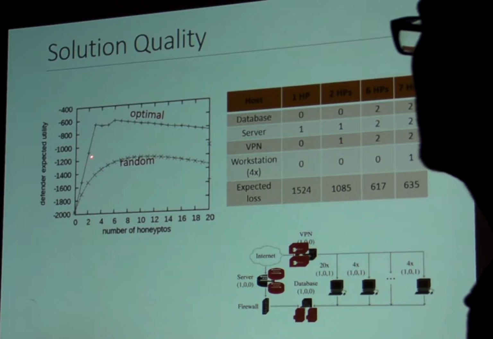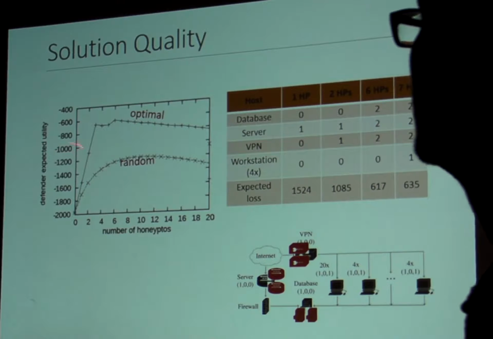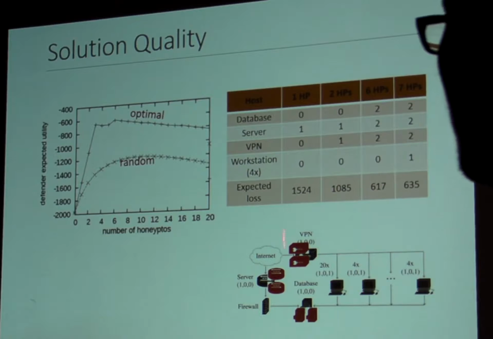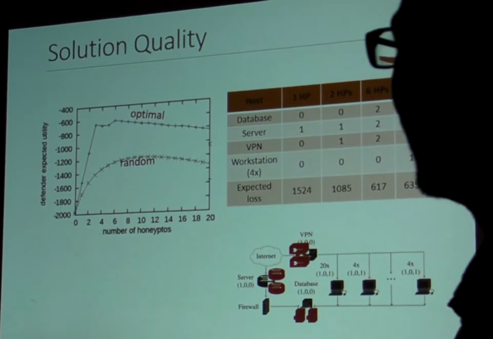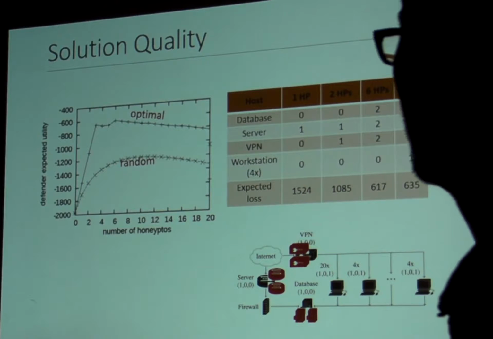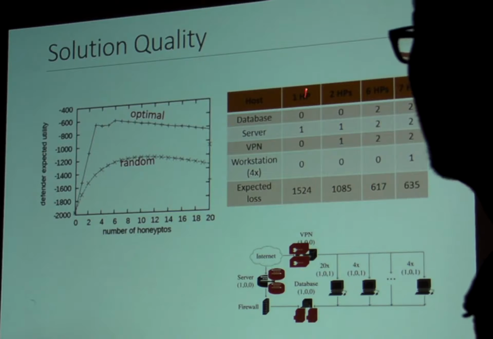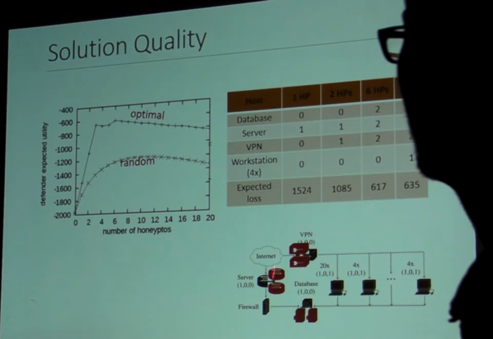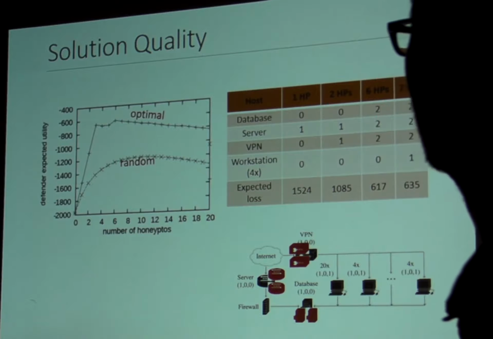So with two honeypots, optimally the defender can gain minus 1,100, and with six honeypots, actually it was the optimal, and in this specific network, it was to put two honeypots here, probably to block the attacker at the beginning, and two honeypots were allocated to the most valuable host, which is the database. And so here are different allocations with different numbers of honeypots. So with one honeypot, just duplicate the server, with two honeypots, duplicate the server and VPN, and so on.